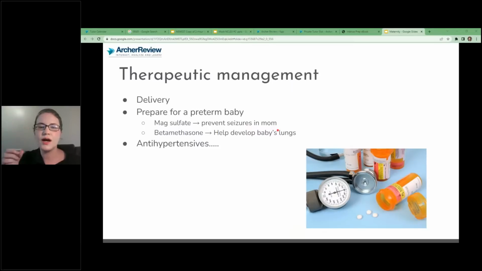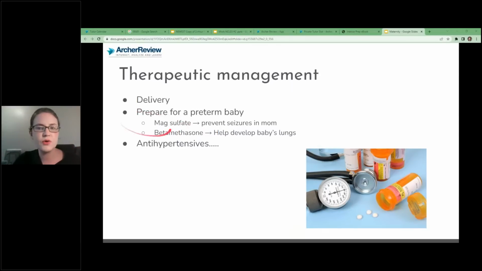Why do we give that? Well, if we give betamethasone before that baby is delivered preterm, it rapidly helps to develop the baby's lungs so they have less breathing issues when they're born. Depending on the severity of the preeclampsia, especially if we think they're at high risk for seizures, we'll also give them magnesium sulfate. Remember, magnesium is the electrolyte that's calming in the body. So if we think that high blood pressure is causing irritation and inflammation, we give them magnesium that calms that down and it reduces seizure risks.